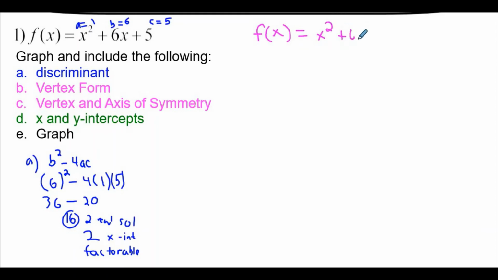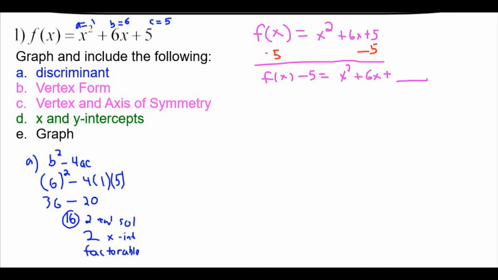So putting this in vertex form is done by doing the following. We are going to move the 5 over to the other side because we want to create a blank there so that we have room to complete the square. So now we have f of x minus 5 is equal to x squared plus 6x plus a blank. That blank is going to be filled in by completing the square.